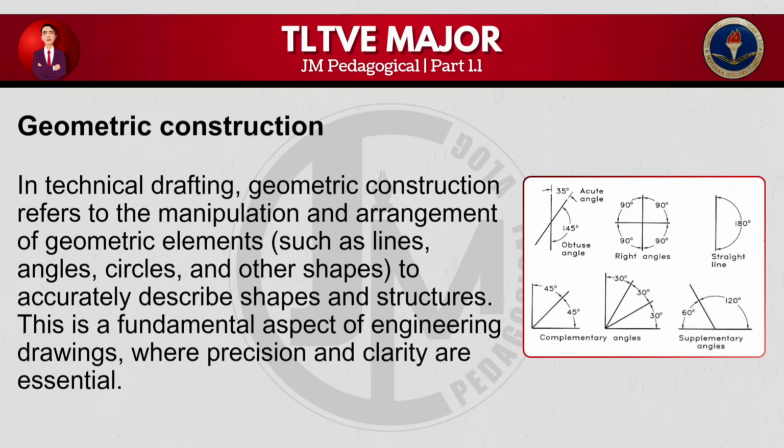In technical drafting, geometric construction refers to the manipulation and arrangement of geometric elements, such as lines, angles, circles, and other shapes to accurately describe shapes and structures. This is a fundamental aspect of engineering drawings, where precision and clarity are essential.